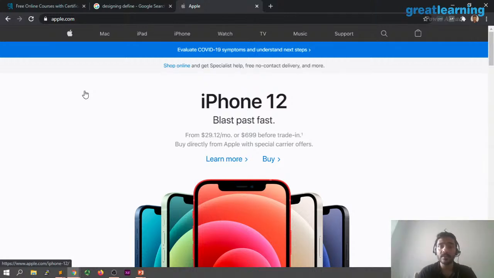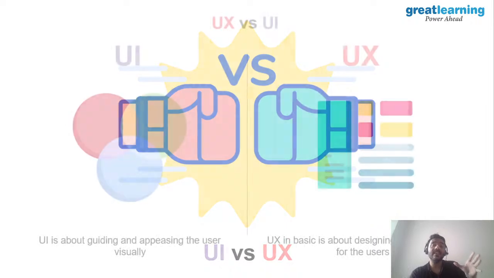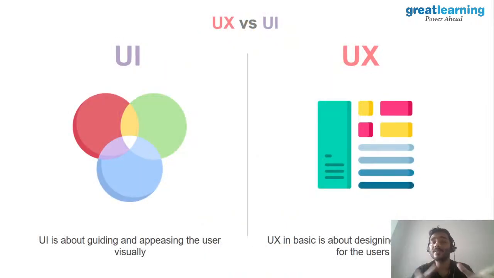Now what I'm going to do is I'm going to come back and discuss how UI UX play into this. So UI is called user interface and UX is user experience. So user experience is the bigger part of this and UI is a part of UI UX, right? Now, again, the whole definition of it is that UX in basic is about designing an experience for the users.